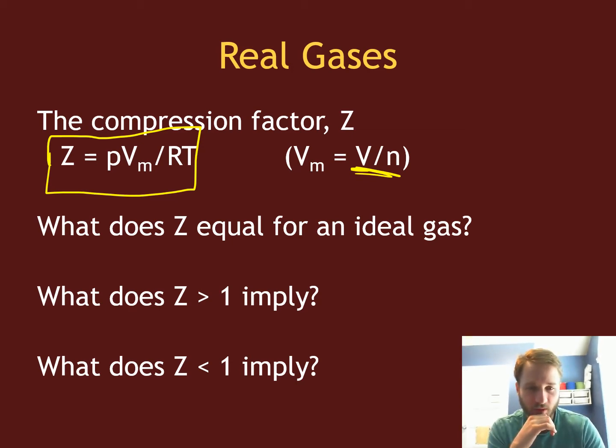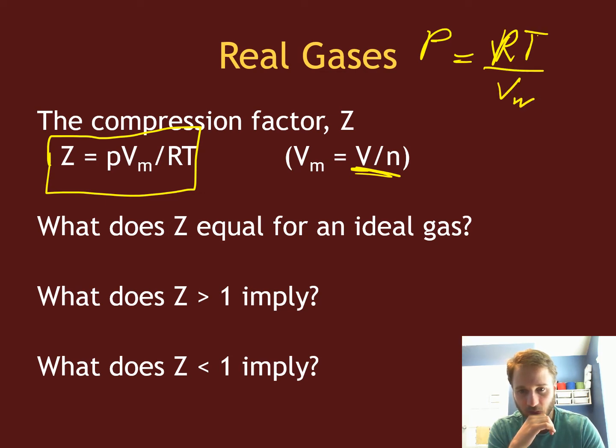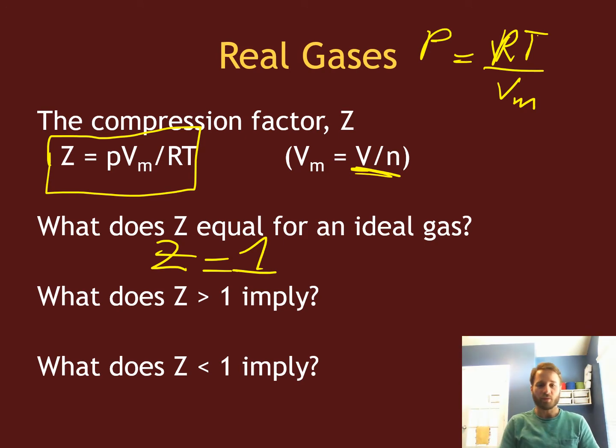If I look at the definition of Z and plug in the pressure, I know for an ideal gas, P equals RT over the molar volume, because it's n divided by volume, which you simplify to the molar volume. So this is the ideal gas equation in terms of molar volume and pressure. If I plug that into this equation, the molar volume cancels out, R cancels out, and T cancels. Everything cancels. So Z for an ideal gas is equal to 1. That's all it is.